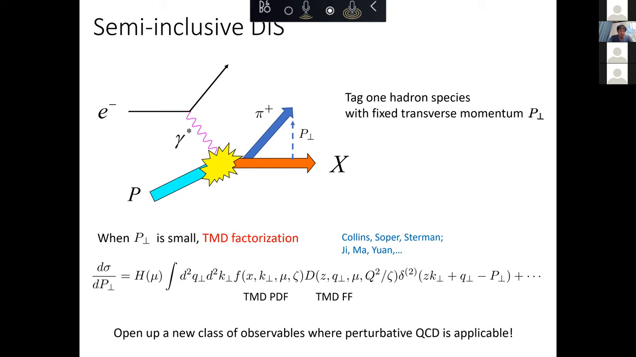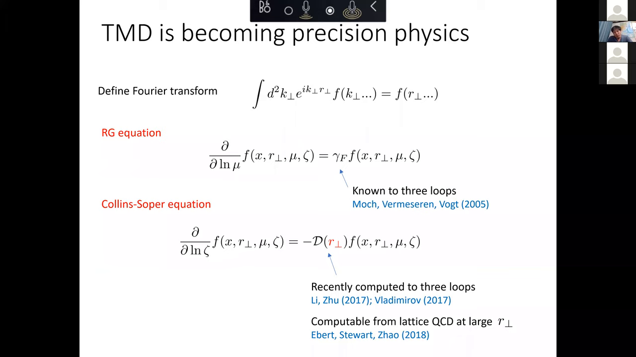This basically opens up a new class of observables where perturbative QCD is applicable. Behind this very intuitive formula, there is actually enormous complication hidden. To say the least, this PDF depends on two scales, mu and xi, whereas the usual PDF depends only on one scale. There is the renormalization group equation, but the TMD satisfies two evolution equations because there are two scales. One is the ordinary RG equation, and the other is the Collins-Soper equation. There has been lots of progress on this evolution, maybe not recent anymore: the anomalous dimension and splitting function have been computed to three loops. And there has been a proposal to calculate this anomalous dimension in large-N QCD. That was a very interesting development.